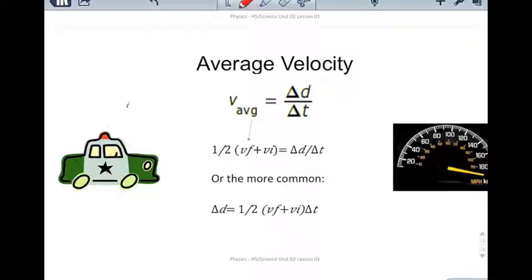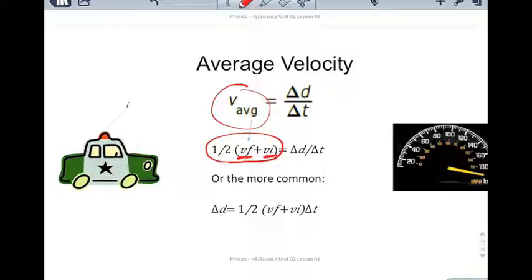So when we take a look at this average velocity, remember the average of anything means you take the data points, add them up, and you divide by the total number of data points. Well, that's what we did right here. We took 2 data points. We took the final spot and the initial spot, and we added them and divided by 2. Well, now you've got this average velocity equation equals displacement over time.